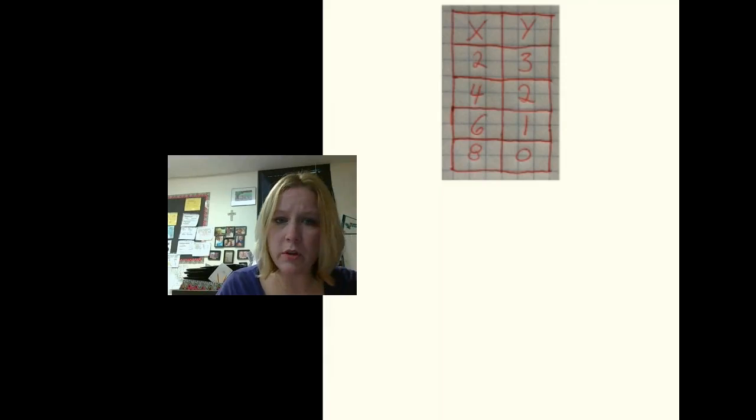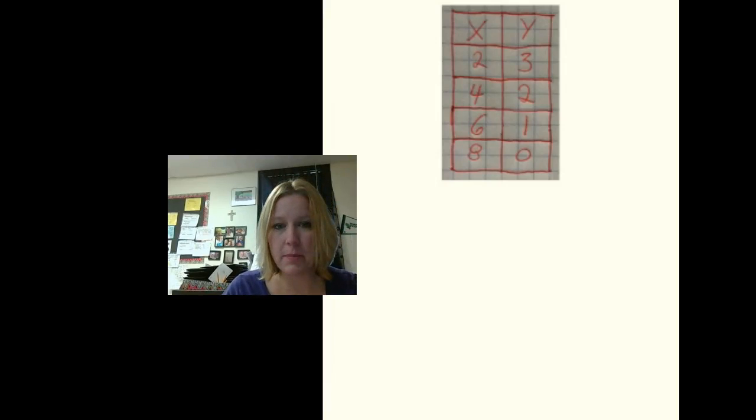So you've got x as 2, 4, 6, 8. For y it's 3, 2, 1, 0, and we are ready to go for this first example. So step 1 was to find the slope, write the change in y's over the change in x's. So first let's figure out what the changes in y are.